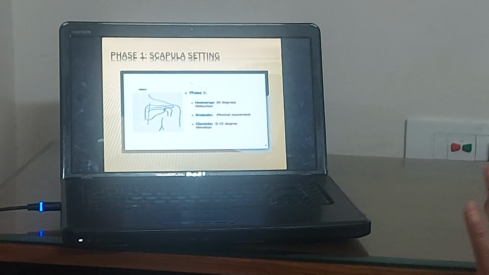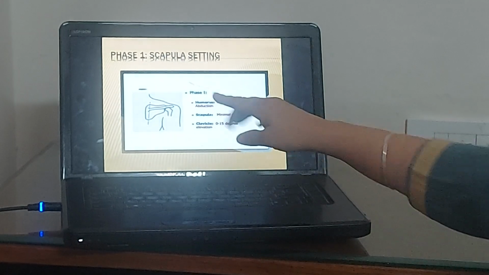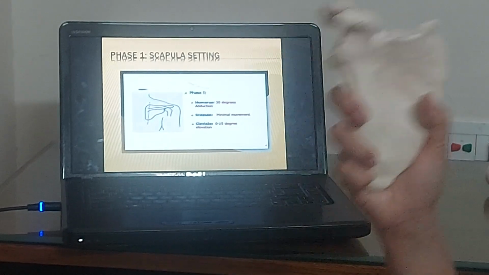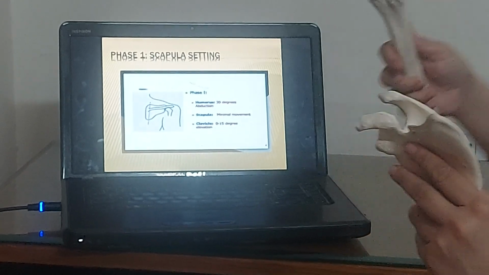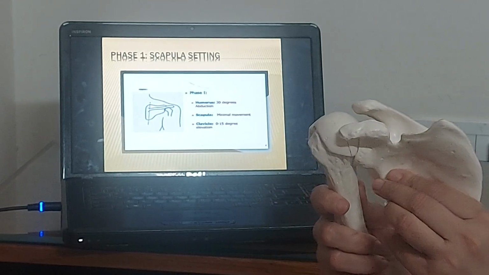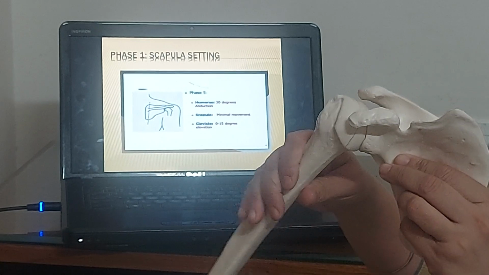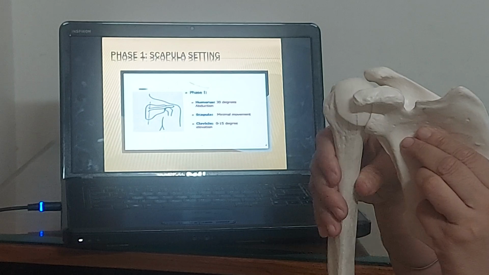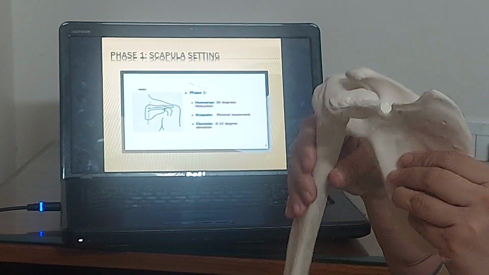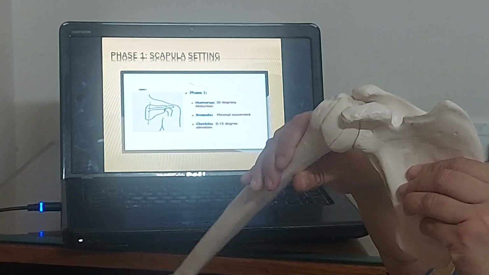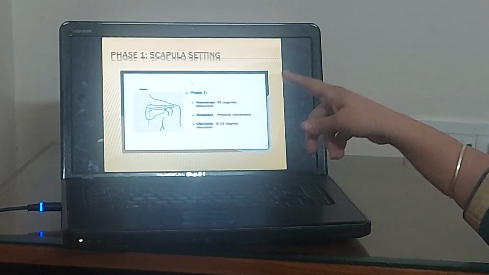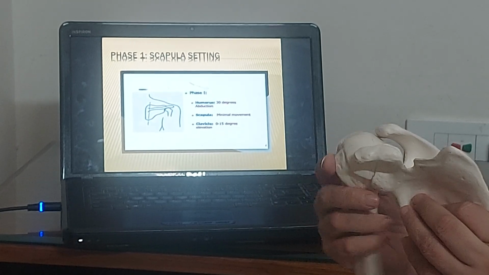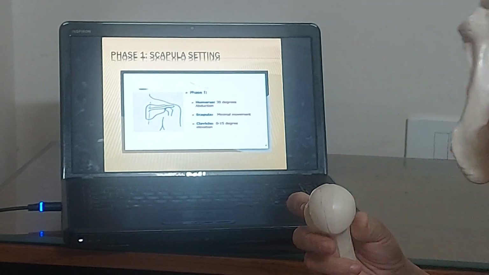Now in this, it is a pure motion of the glenohumeral joint. You can see over here in the diagram, the scapula is basically like this. There is no motion of scapula, whereas the head is moving from 0 degree to 30 degree of abduction. This is phase 1. Here the scapula is not moving. The scapula is again in a setting stage, so it is said to be the scapula setting stage. The 30 degree of motion is taking place, and in this 30 degree there is no role of scapula.